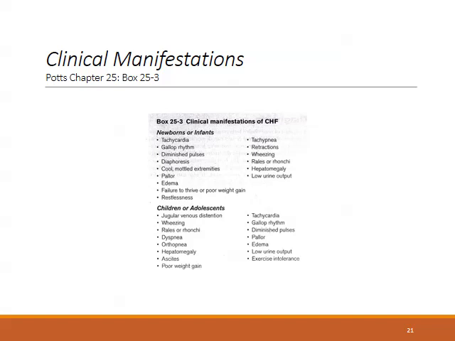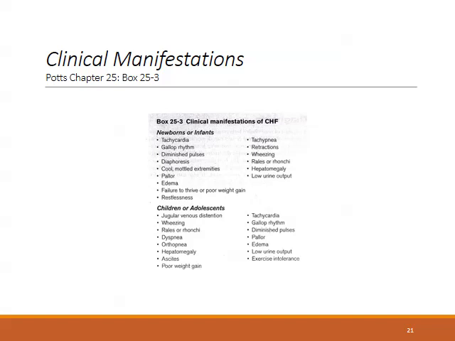Now, clinical manifestations you're going to see in newborns and infants, you're going to see tachycardia, gallop rhythm, diminished pulses, diaphoresis, cool extremities, mottled extremities, pallor, edema, failure to thrive or poor weight gain, restlessness, tachycardia, retractions, wheezing, rales or rhonchi, hepatomegaly, and lower urine output.